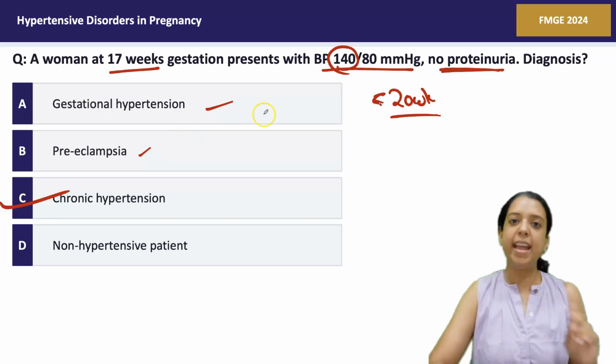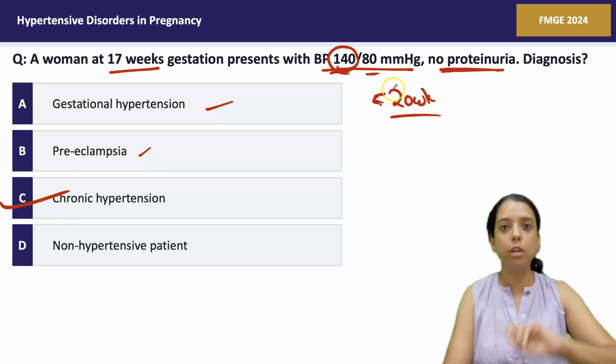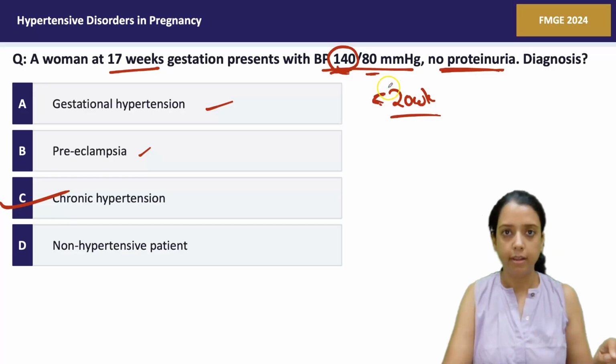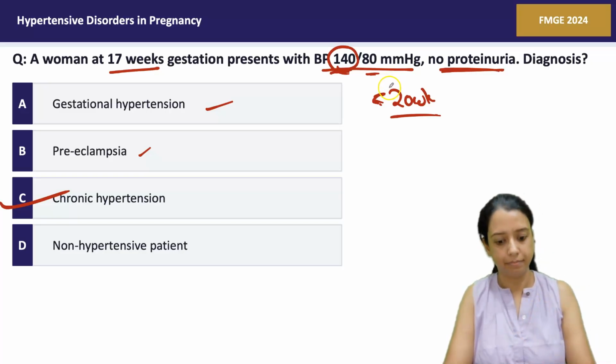Anything can be high, either systolic or diastolic. Both do not need to be high. If any one is high, stop. Even if any one is high, that means it is hypertension.